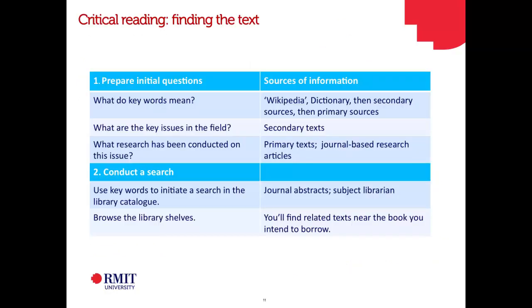The type of text you read depends on what you need to know. For example, if you need to know what a key concept word means, you can start by looking up the dictionary or Wikipedia. Once the basic understanding of the concept is clear, you can proceed to secondary sources and then primary sources. Secondary sources usually offer explanations, commentaries, and critiques of primary sources.